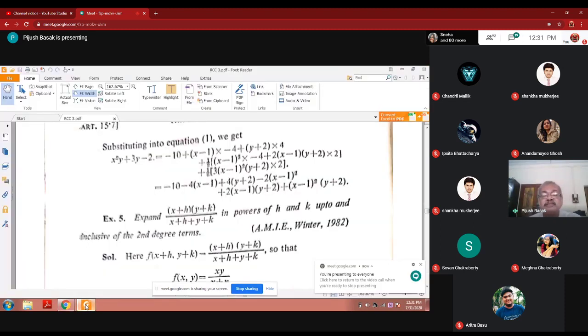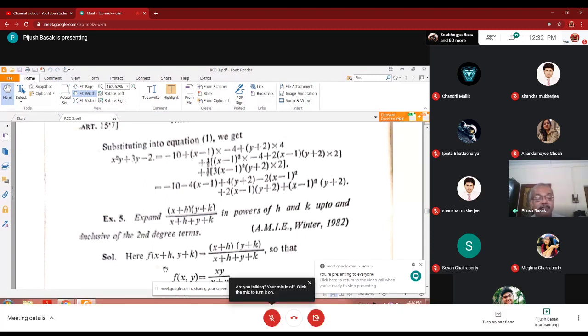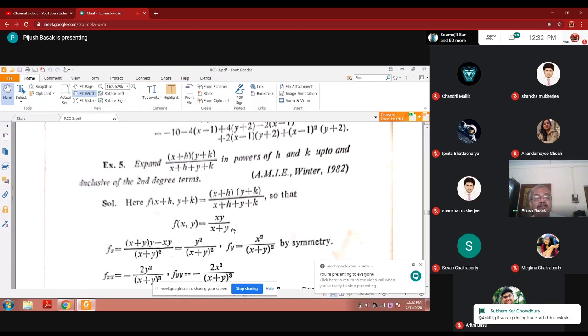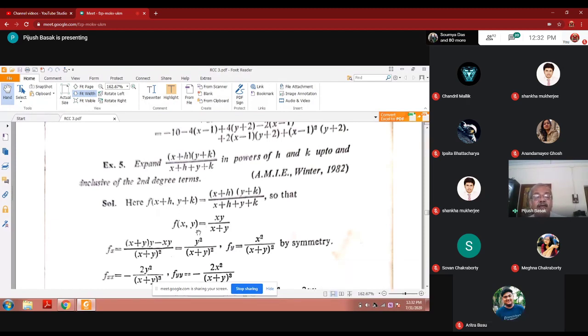Already 50% has been discussed. Expand (x plus y plus k) divided by (x plus h plus y) in powers of h and k up to the second degree terms. So f(x plus h, y plus k) is equal to this. This is f(x,y), and f(x,y) is, of course, if this is f(x plus h, y plus k), then f(x,y) is xy divided by x plus y. So the first derivative is this.